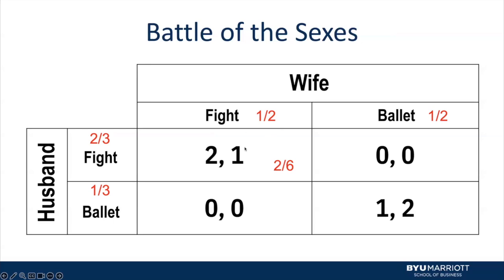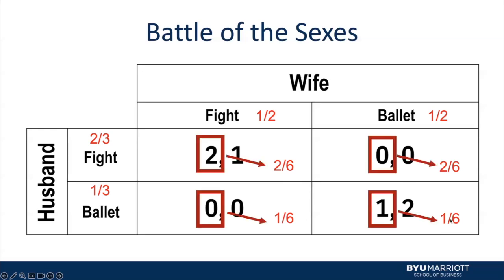And we can do that for all of these combinations. For the next one here, we would take probability 1/3 of ballet, probability 1/2 of fight to get 1/6. So we go through and multiply each of those probabilities together. This gives us the probabilities of each outcome occurring in the game. You'll notice these still all add up to 1, right? 6 out of 6.